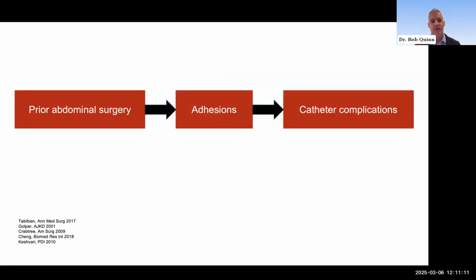The reason we worry about these is that prior abdominal surgery we know is a risk factor for having adhesions in the belly. And if you have adhesions, we worry that that's going to cause problems with catheter function and lead to catheter complications. The problem was that this had never really been looked at in a large cohort of patients, and the small studies that we had really didn't draw a strong link between adhesions and catheter-related complications. So we decided to look at this in our cohort.